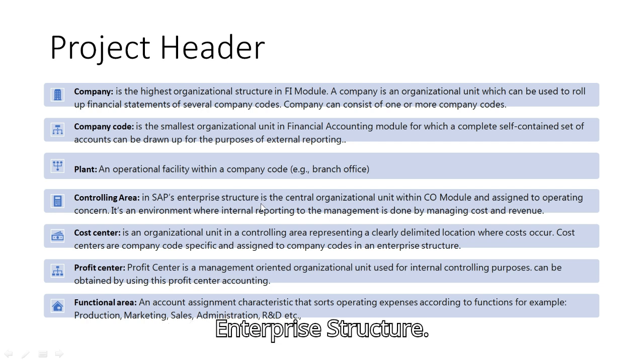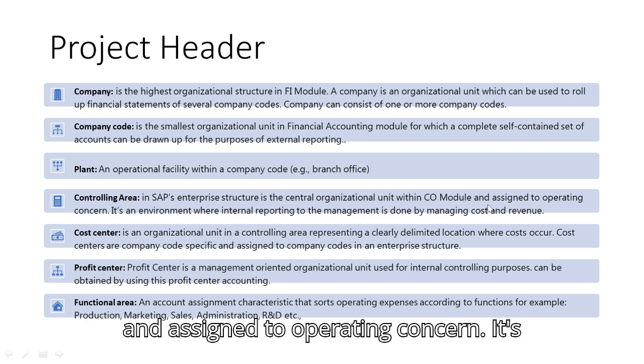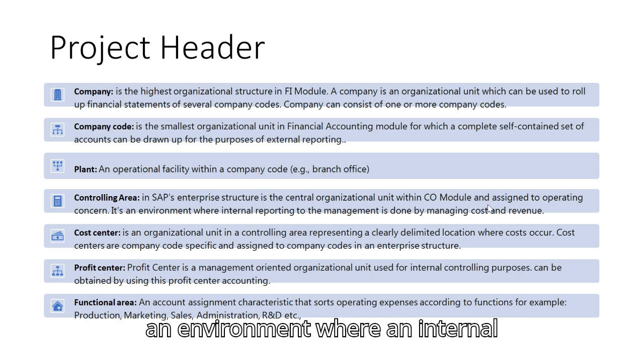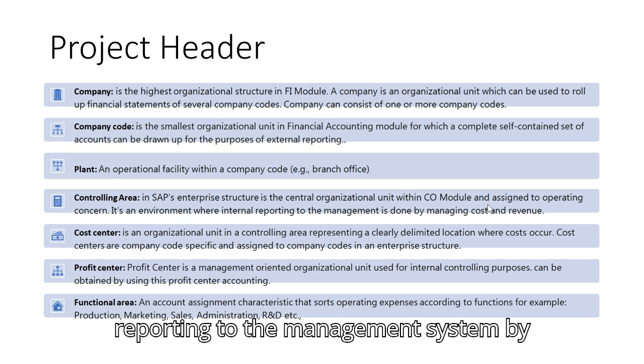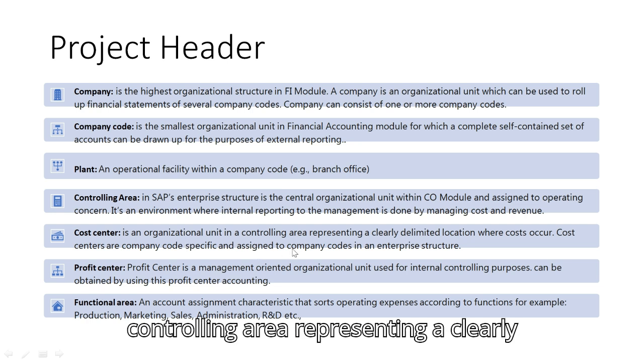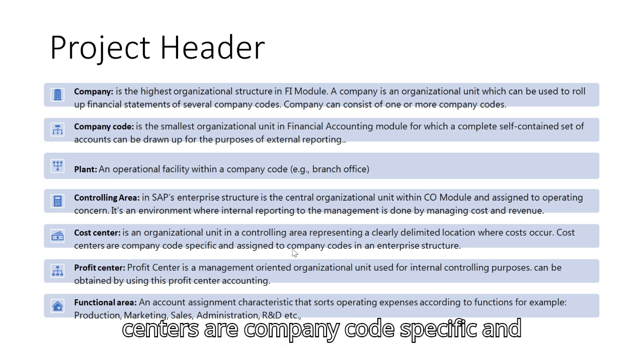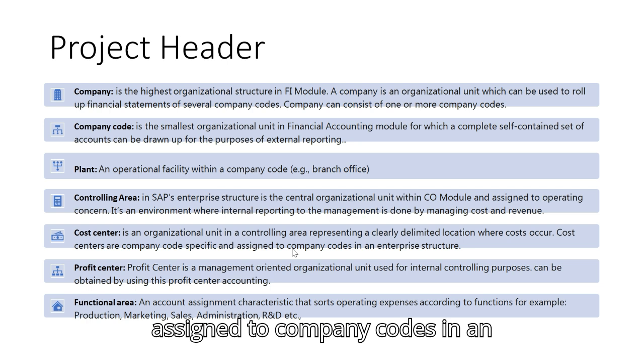In SAP enterprise structure, the controlling area is the central organization unit within the controlling module and is assigned to the operating concern. It's an environment where internal reporting to the management is done by managing cost and revenue. Okay. Cost center is an org unit in a controlling area representing a clearly delimited location where costs occur. Cost centers are company code specific and assigned to company codes in an enterprise structure.